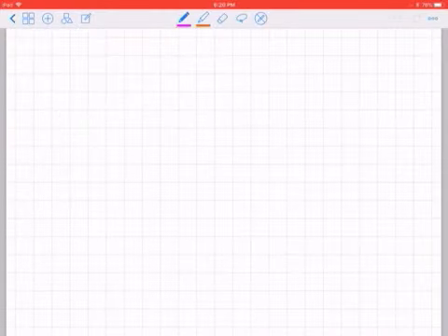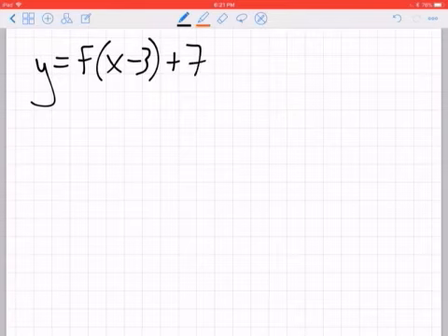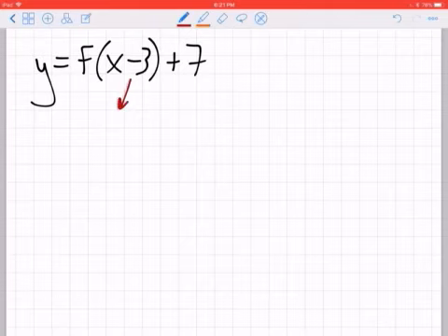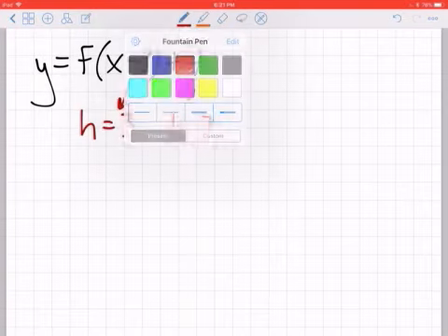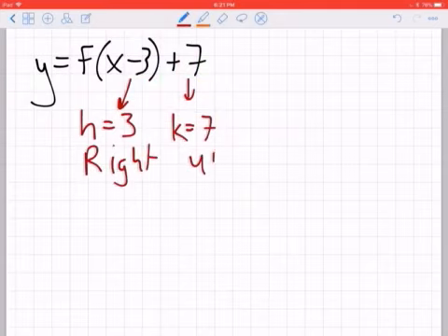So we'll just look at one last example here, and we'll say if we have y equals f at x minus 3 plus 7, then we should be able to look at this and say, all right, well, what's happening here? What's the h value? H here is actually positive 3. K is positive 7. So there, we should be able to now say that this moves right 3 and up 7.